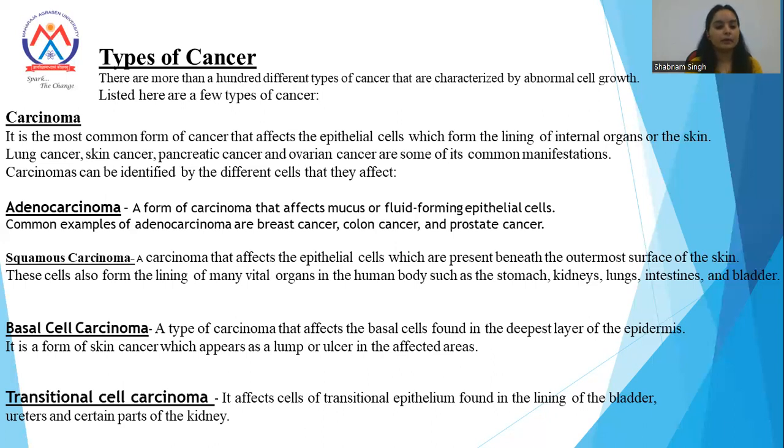Next, we will talk about basal cell carcinoma, a type of carcinoma that affects the basal cells found in the deepest layer of the epidermis. It is a form of skin cancer which appears as a lump or ulcers in the affected areas. Next, transitional cell carcinoma. It affects cells of the transitional epithelium found in the lining of the bladder, uterus, and certain parts of the kidney.